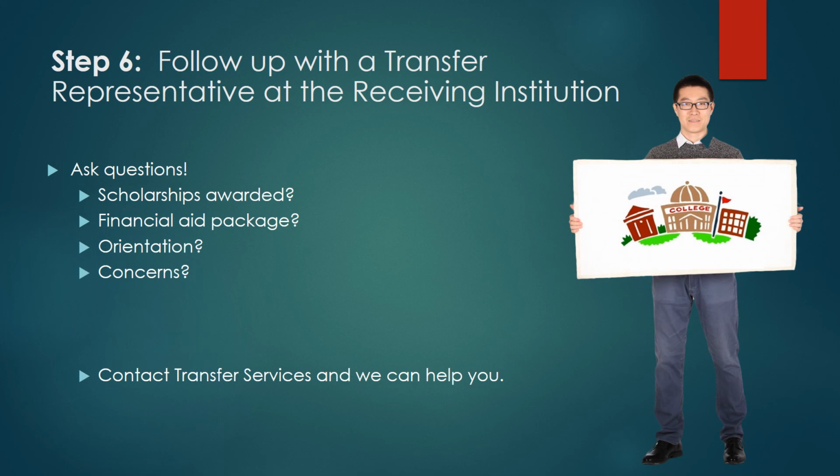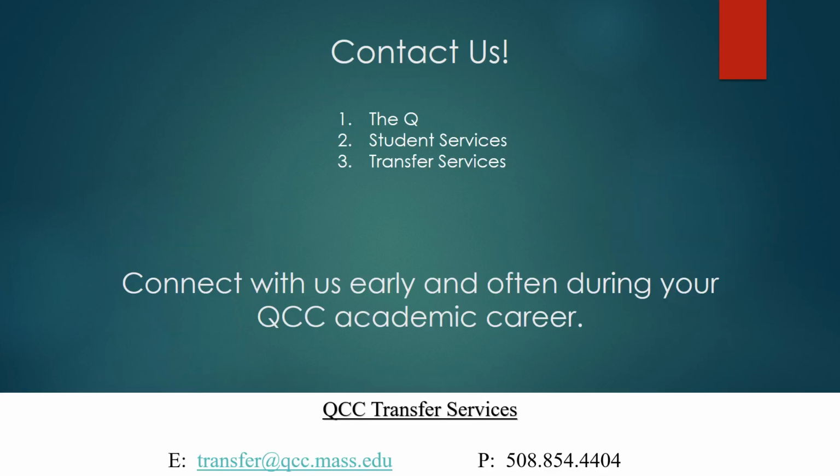Step 6. Follow up with a transfer representative at the receiving institution. Speak with this person and ask questions about the scholarships that were awarded, your financial aid package, when is orientation, or any other concerns or questions you might have about completing your bachelor's degree at their university or college. If you're not sure with whom you should speak at the receiving institution, contact Transfer Services and we can help you. Contact us. It's easy to make an appointment, and we offer student appointments via the queue. Go to the queue, Student Services, then Transfer Services.